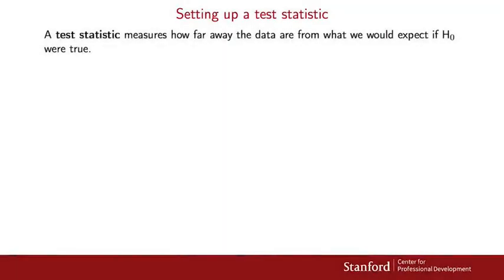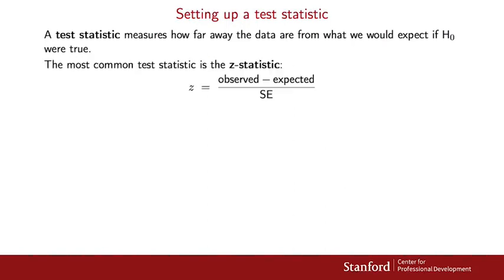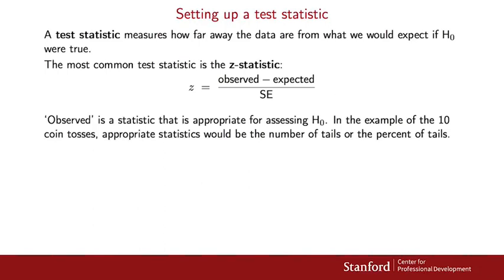So now let's look at how we would go about actually doing a test. The first step is to come up with a test statistic. A test statistic measures how far away the data are from what we would expect if the null hypothesis were true. A common test statistic is the so-called z-statistic. The z-statistic looks at the observed outcome minus the expected outcome divided by the standard error. Here, the observed outcome is a statistic that is appropriate for assessing the null hypothesis. For example, when we toss 10 coins, an appropriate statistic would be the number of tails, or maybe the percent of tails.